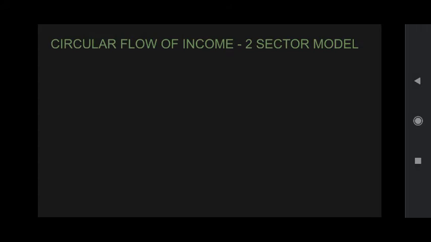So let's begin and understand what circular flow of income actually is. This is basically under the two sector model. As we know, our economy is divided into four sectors: household, business, government, and foreign sector. Since we are talking about the two sector model, we'll include only the household sector and the business sector. The household sector consists of the consumers and the business sector consists of the producers.